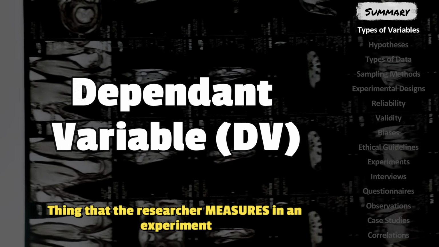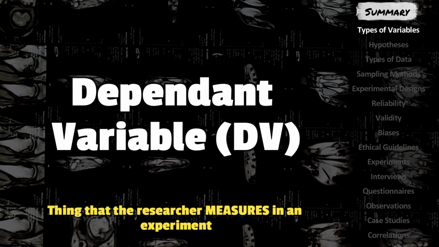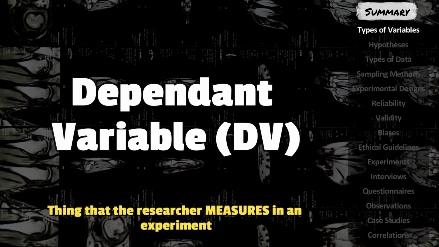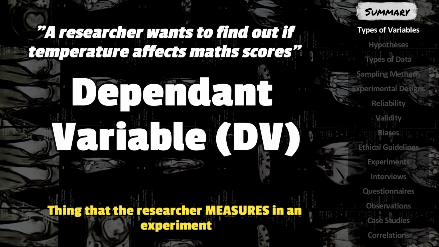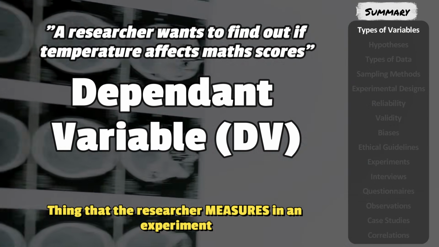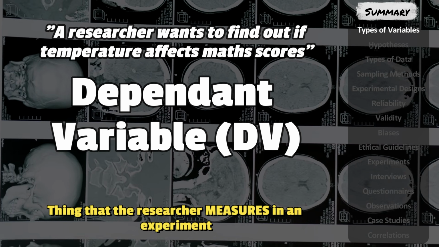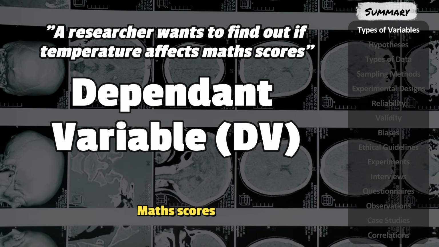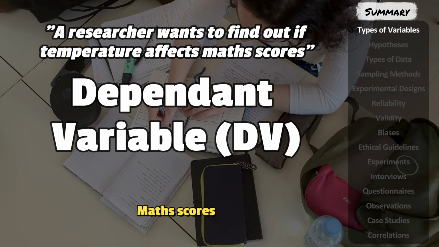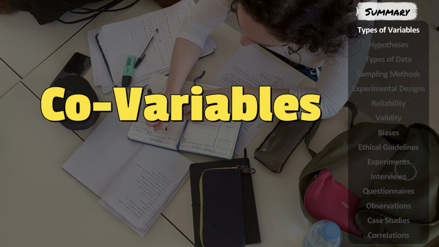Now, the dependent variable is the thing that we are measuring. So as a researcher, we're measuring something, and that is called a dependent variable. Now, let's bring it back to that study again. What are we measuring? Have a pause. And it's the math scores. Knowing what an IV and DV is super important for later on when we talk about hypotheses. Now, anyway, let's move on to covariables.